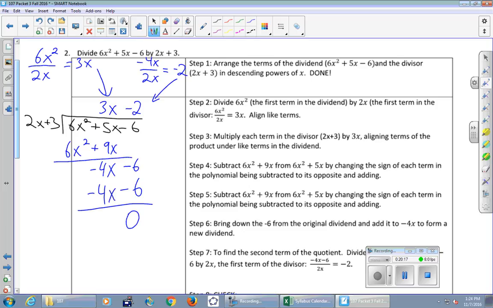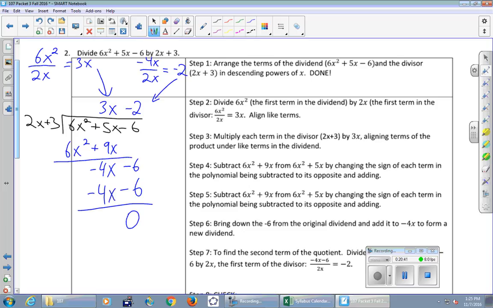Getting 0 is not why the process just stops right there. Why did the process stop right there? How do we know we're done? It's not the 0. There's no more terms. That's what makes it stop. You could get 0 in the middle of the process and still have to bring down the next term. Okay, so it just happens that 0 coincided with the end, but really there's nothing left to bring down.